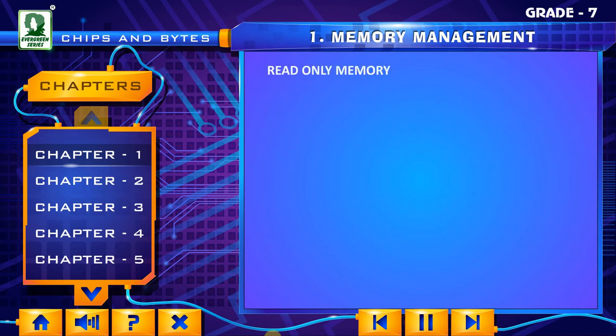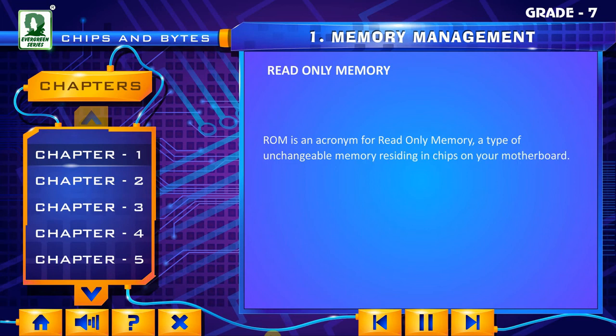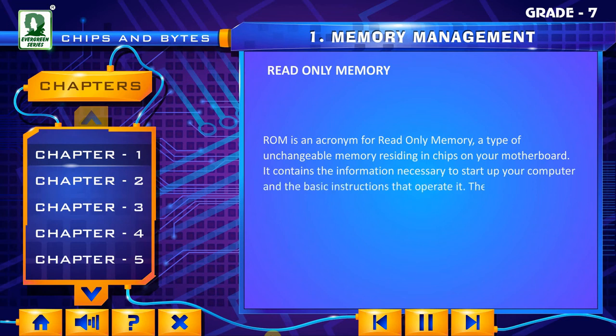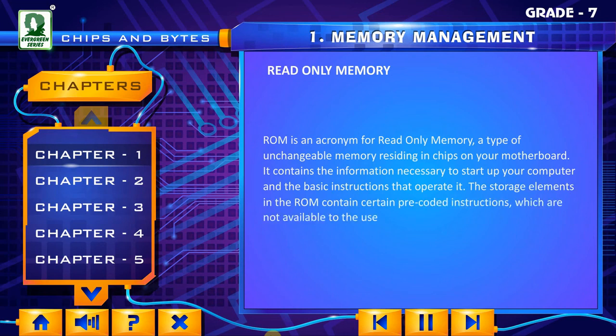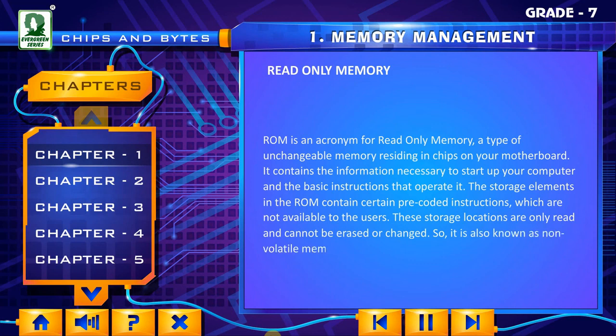Read-only memory. ROM is an acronym for Read-Only Memory, a type of unchangeable memory residing in chips on your motherboard. It contains the information necessary to start up your computer and the basic instructions that operate it. The storage elements in the ROM contain certain pre-coded instructions which are not available to the users. These storage locations are only read and cannot be erased or changed. So, it is also known as non-volatile memory.